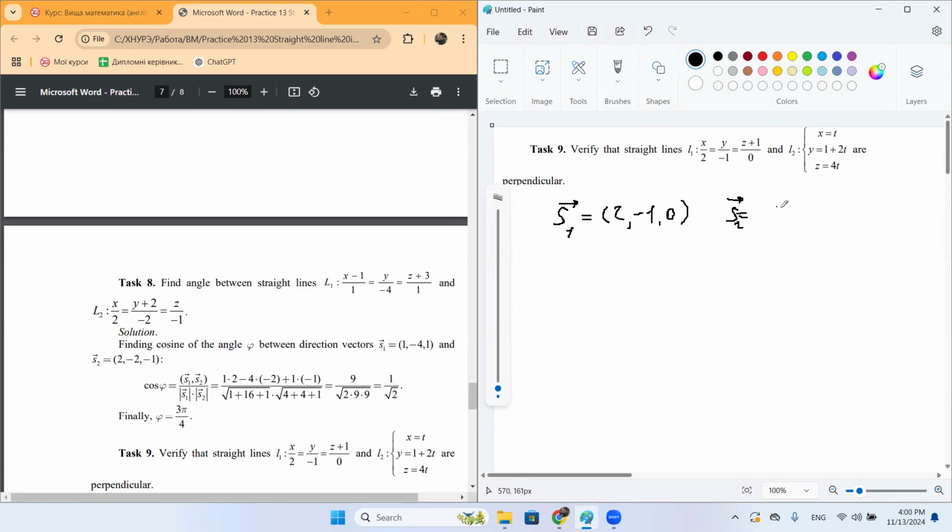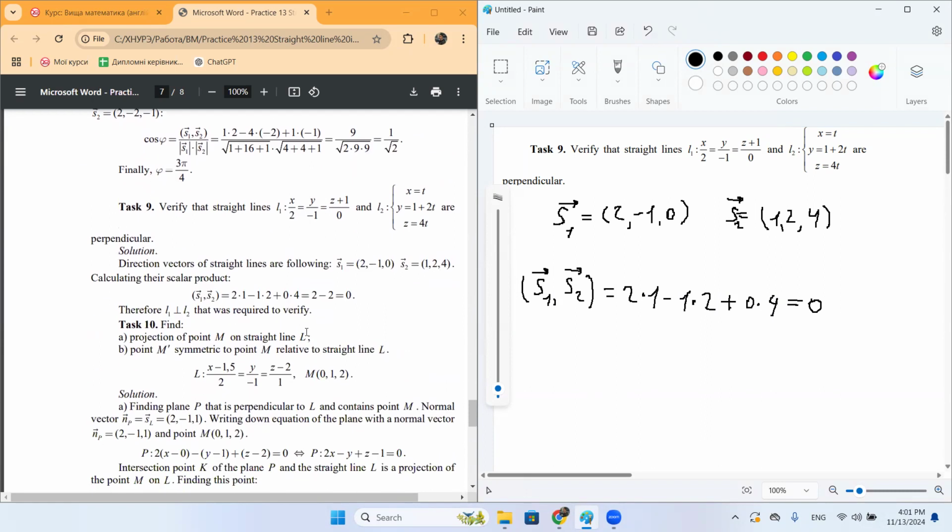1, 2, 4. Yeah, 1, 2, 4. So we can find it from the parametric equation. 1, 2, 4. So we don't have to do anything with these equations. We can easily find direction vectors from them. So multiplying vectors s1 and s2. So 2 by 1 minus 1 by 2 plus 0 by 4. And we can see that 2 minus 2 equals 0.